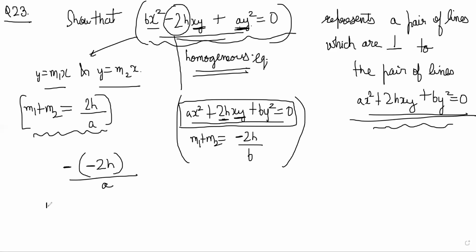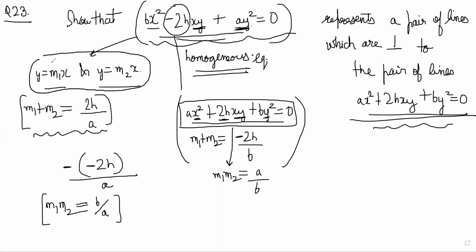And m1 m2 in this equation used to be a by b, which is coefficient of x square by coefficient of y square. So m1 m2 here would be b by a, right? So m1 m2 is b by a, m1 plus m2 is 2h by a, right? Okay, great. So what is the line perpendicular to these lines?